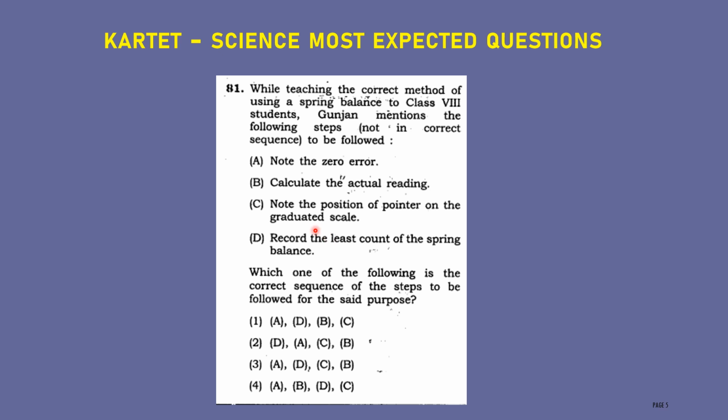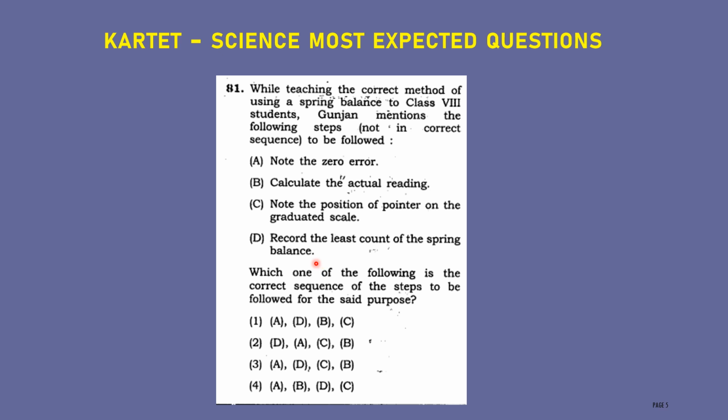Let us see the options here. Option A, note the zero error. Yes, in the case of a spring balance, first you have to note the zero error. Therefore, it is in the first position, that is the correct position. Then after recording the zero error, next you have to record the least count of the spring balance. What is the least count of the spring balance? You have to record it. That is the second step.